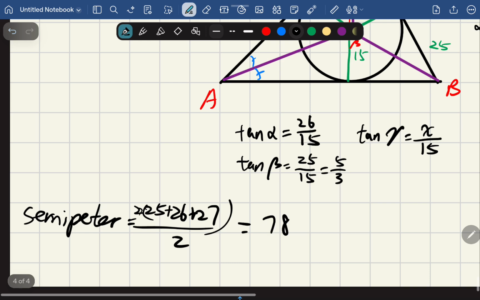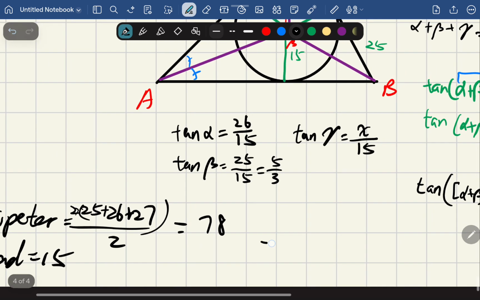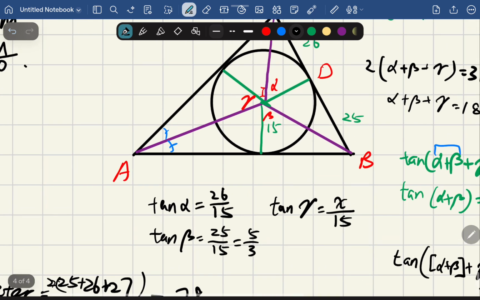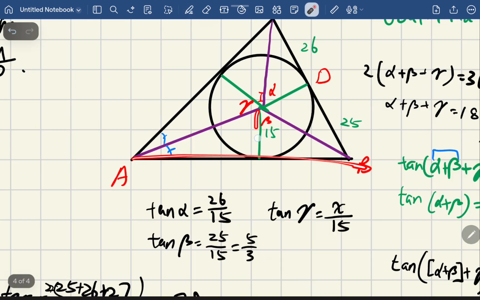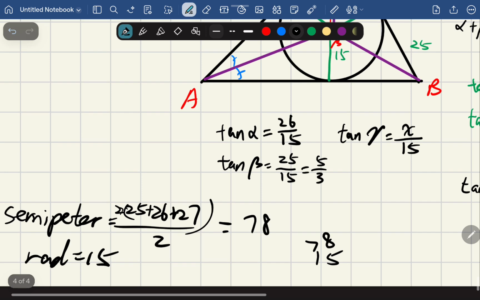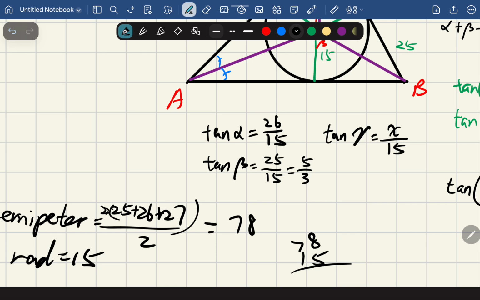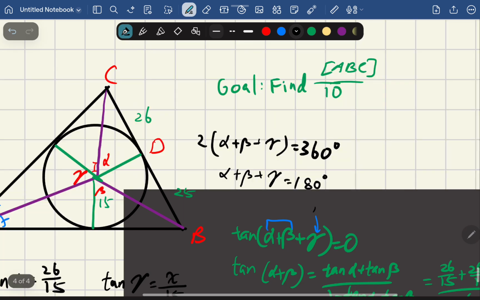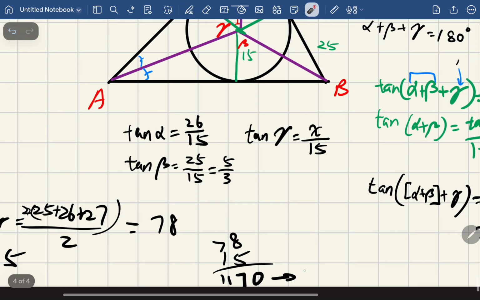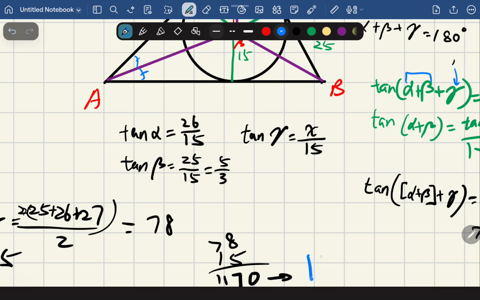So yeah, this is just 78, and then the radius is 15. So we can actually just multiply those to get the answer. Why? Well, that's just this length times this plus this length times that plus this length times that, all over 2. Right. So in theory, it's just this. This gives 1170, so divide that by 10, which remember is here, so that is 117.